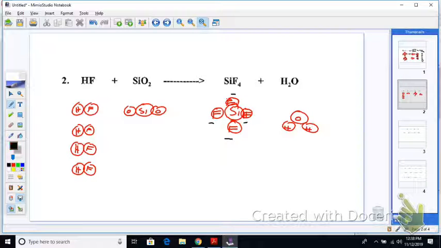Okay, now we have 1, 2, 3, 4. So we've got those 4 match up. But now we have 4 H's. 1, 2, 3, 4. So what do we have to do on the right side? You need to put another H2O.